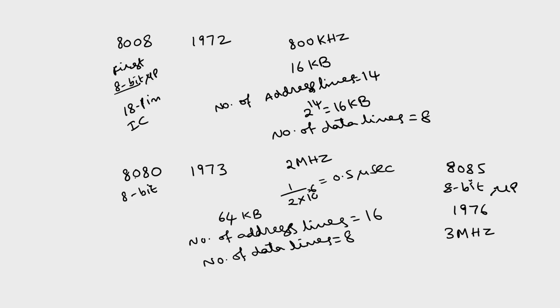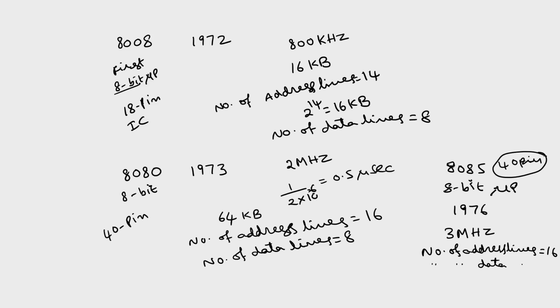All these, 8080 and 8085, are 40 pin devices. The number of address and data lines are the same, and the number of data lines will be 8. So, the only difference is that the speed of 8085 is more when compared with 8080.